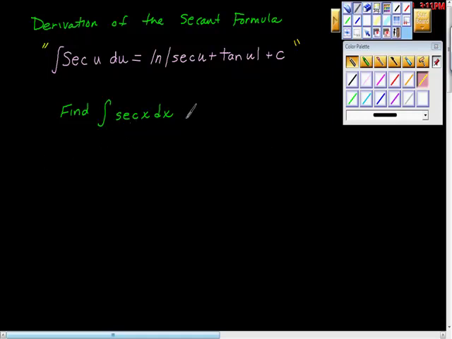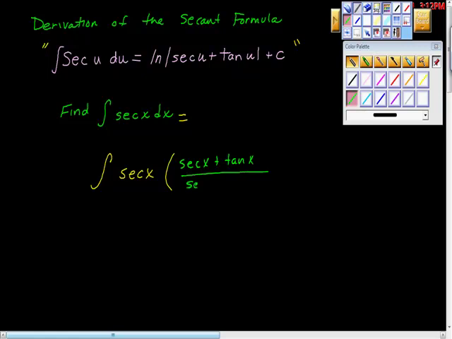So we're going to take this little piece right here, and all we're going to do is multiply by 1. What is secant x? And then we multiply by 1, and the one we're going to choose is secant x plus tan x over secant x plus tan x. Just look at this for a second. I didn't do anything, literally nothing. But look what happens when we multiply this out.